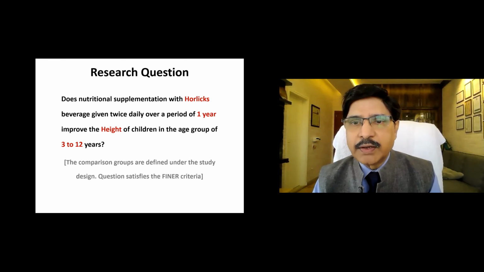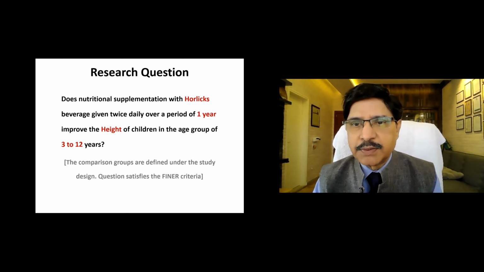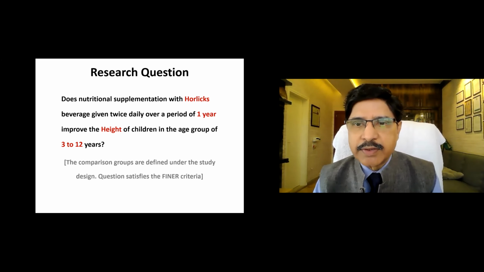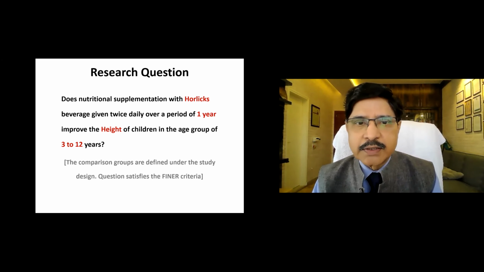So we have to very clearly state our research question without any double understanding or ambiguity or inconsistency or inability to properly explain. So this should be written in very explicit language. And the keywords should be underlined. What are the keywords? We are using Horlicks as an intervention. What are we going to measure?